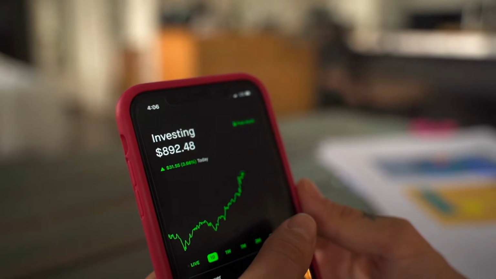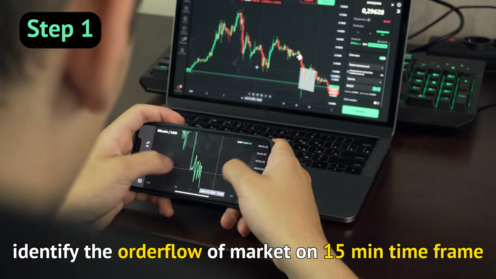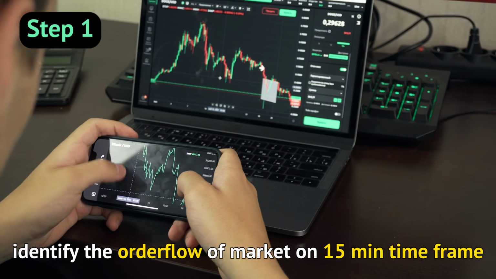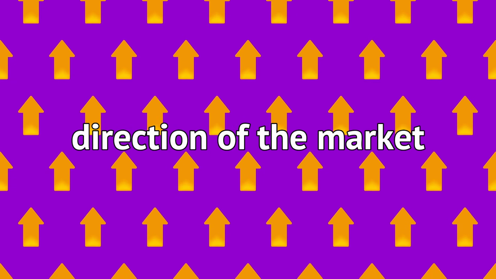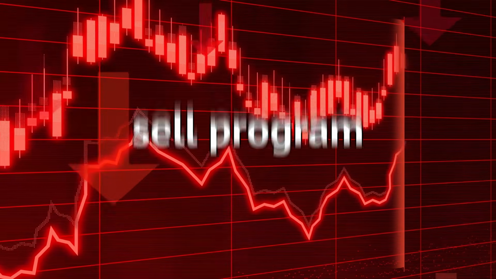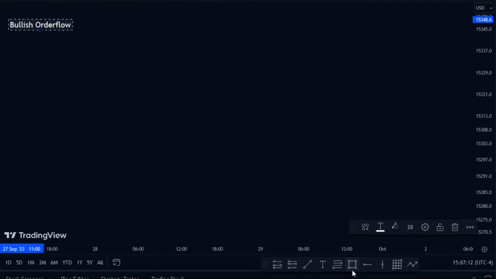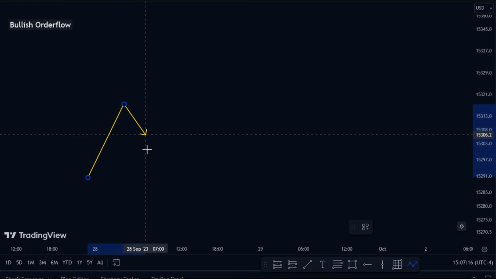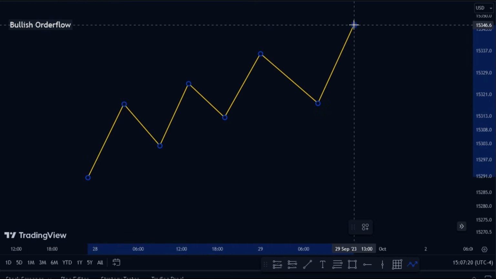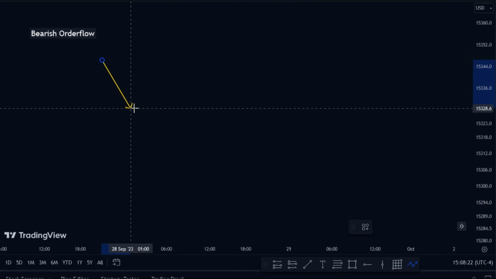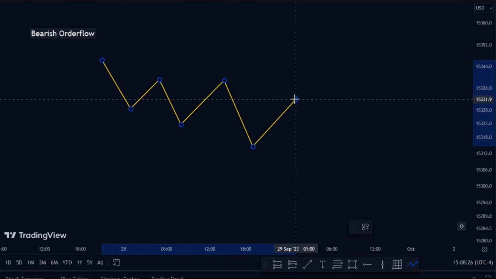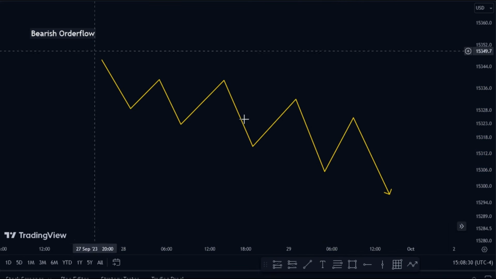To trade Judas Swing, first of all, we have to identify the order flow of the market on a 15-minute time frame. We have to analyze the direction the market is moving, whether we have a buy program or a sell program. For example, if the market keeps creating higher highs and respects bullish PD arrays, that means the market has a bullish order flow. Similarly, if the market keeps creating lower lows, and we respect bearish PD arrays, that means we have a bearish order flow.